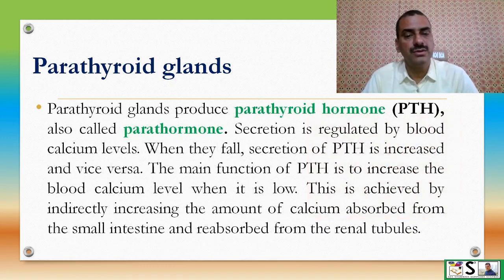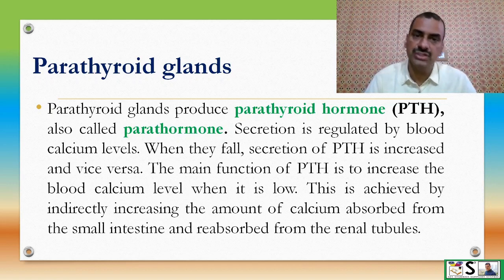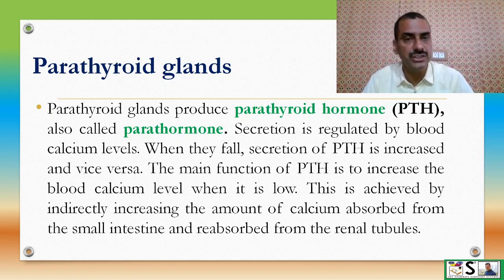Parathyroid glands produce parathyroid hormone, that is PTH, and it is also called parathormone. Secretion is regulated by calcium level. When the calcium level falls, the PTH hormone is increased. The main function of PTH is to increase the blood calcium level when it is low. This is achieved by indirectly increasing the amount of calcium absorption from the small intestine, or reabsorption from the renal tubules by increasing the reabsorption.